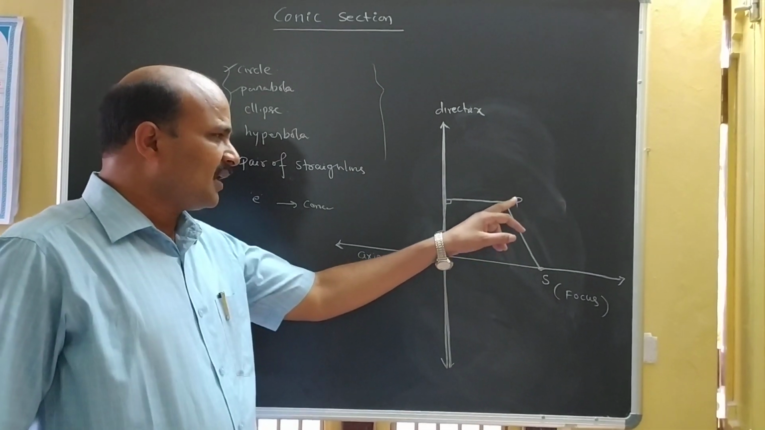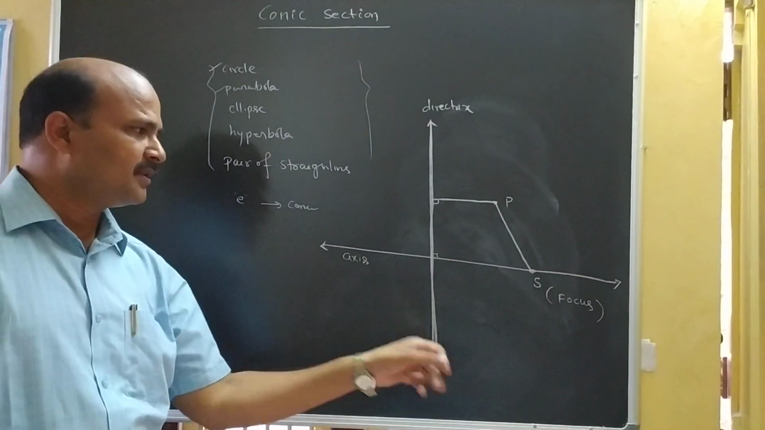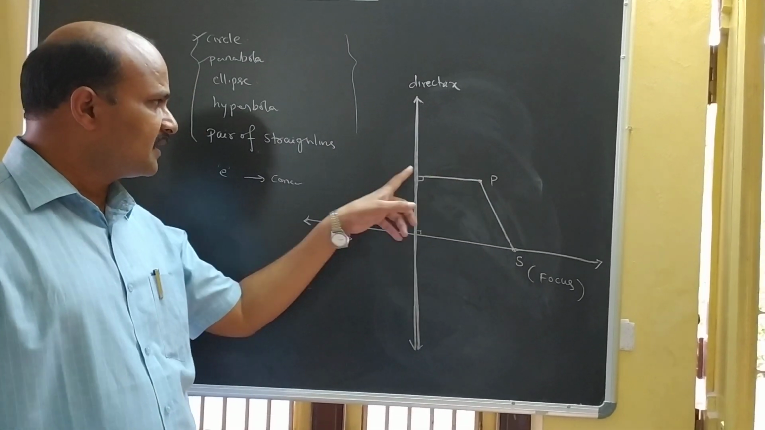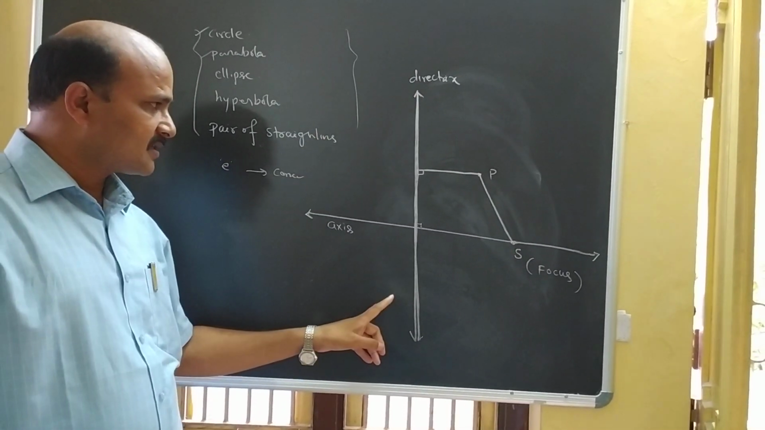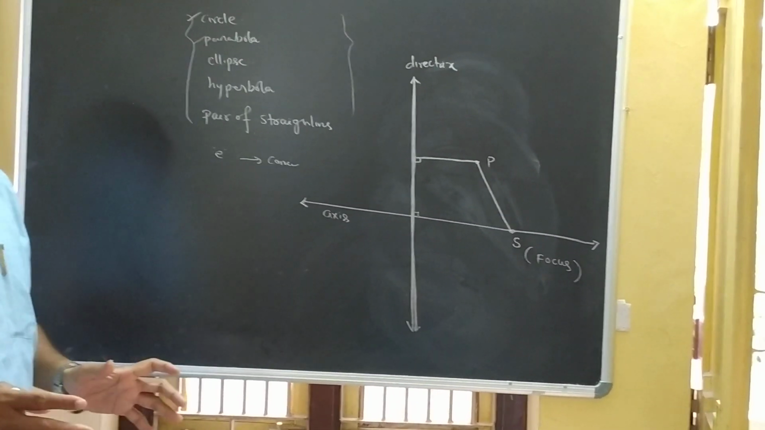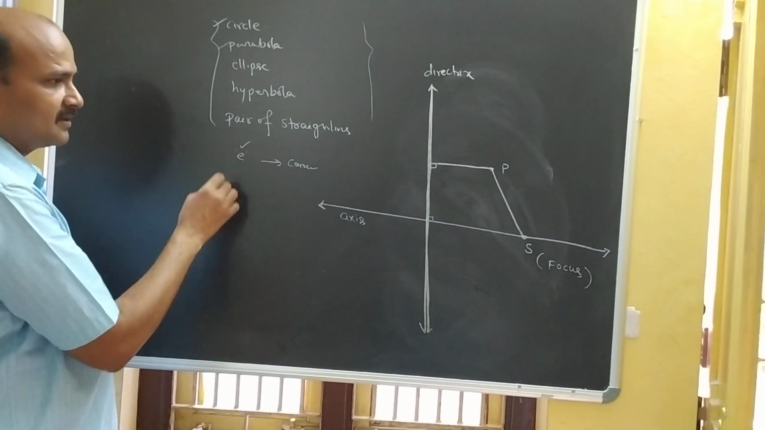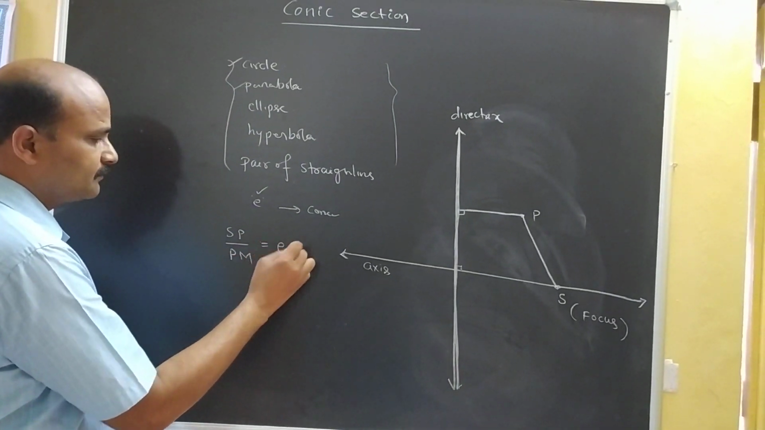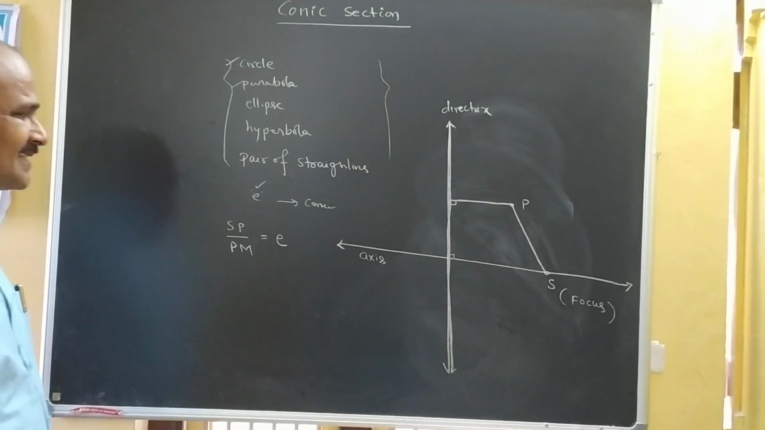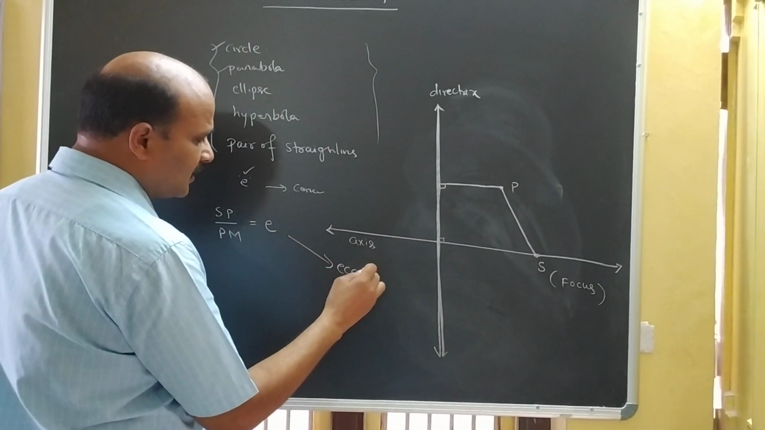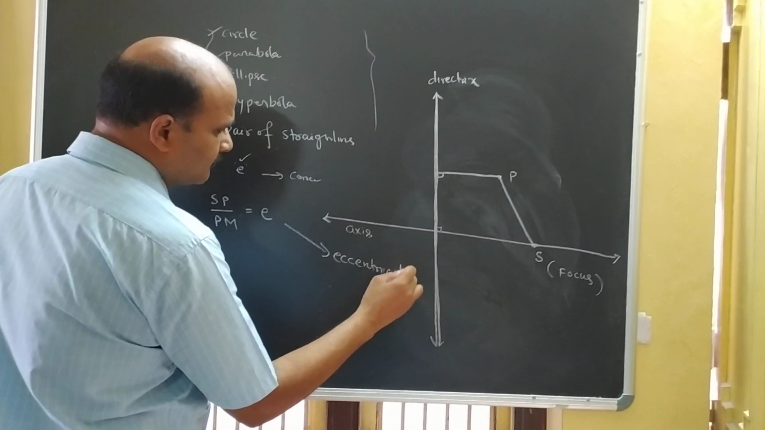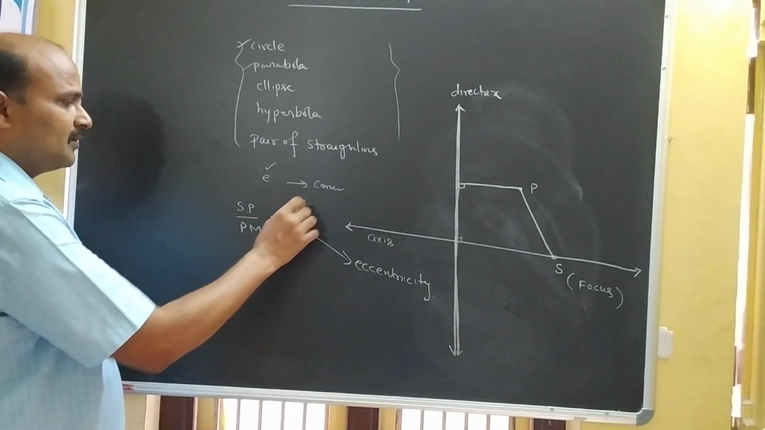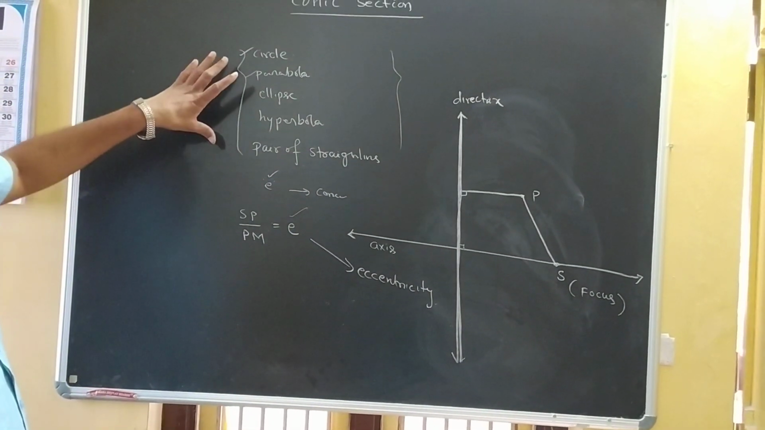Now, P is the moving point on the plane. The distance from P to the fixed point and the fixed line, that is called directrix, the ratio is always a constant. That constant is E, that is SP by PM is equal to E. Now this E is called eccentricity. According to this E, we have classified the conics.